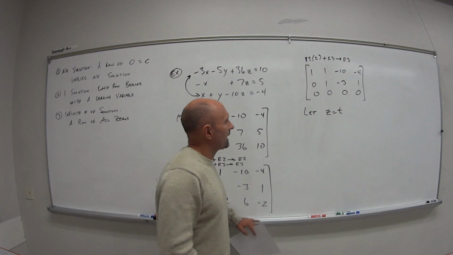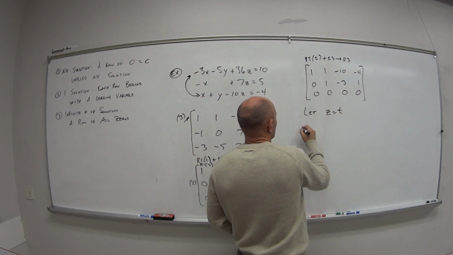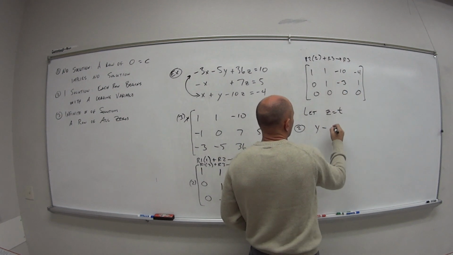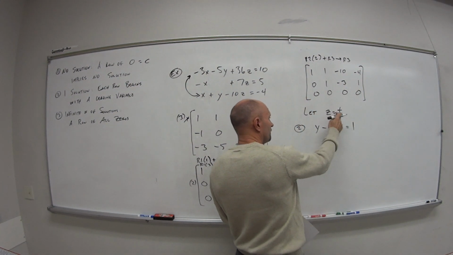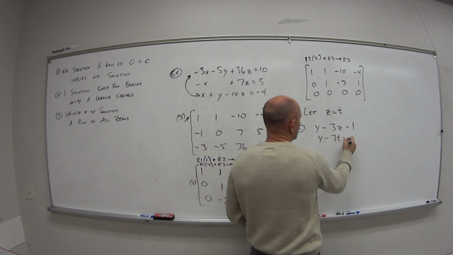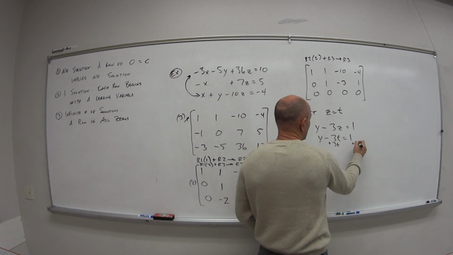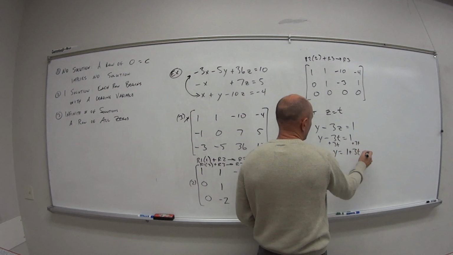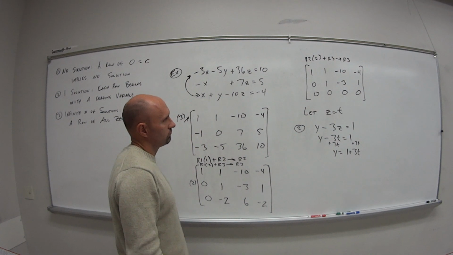Now we can use back substitution. So in this second equation we have what? So from equation 2 we get y minus 3z equals 1. So if z is equal to t, this means y minus 3t equals 1. So add 3t to both sides. Y is equal to 1 plus 3t, or 3t plus 1, depending on how you write it, but either way is okay.